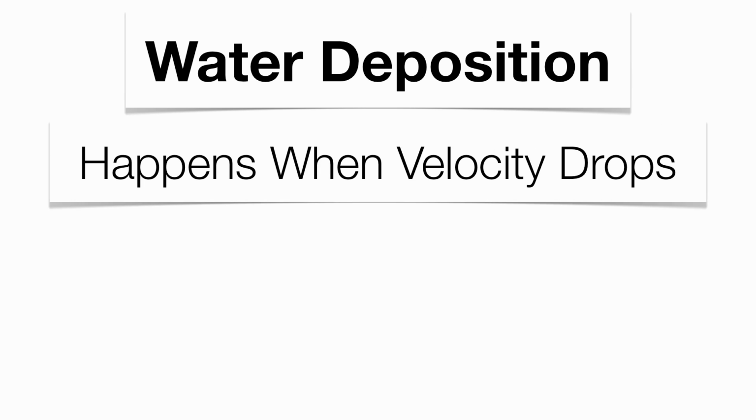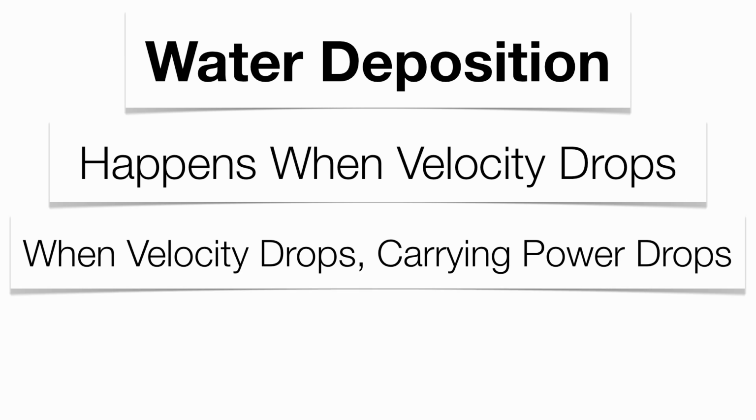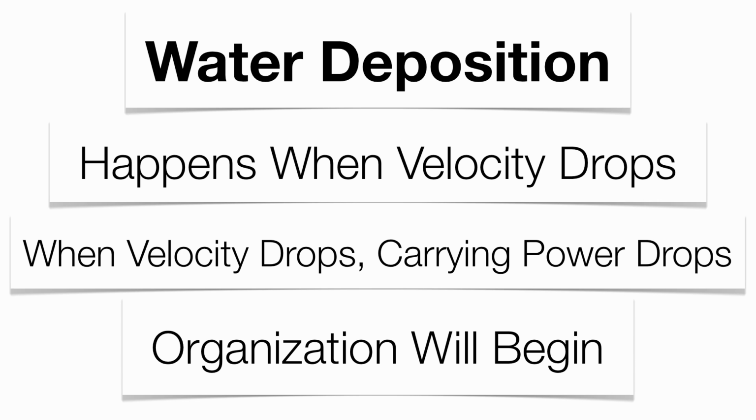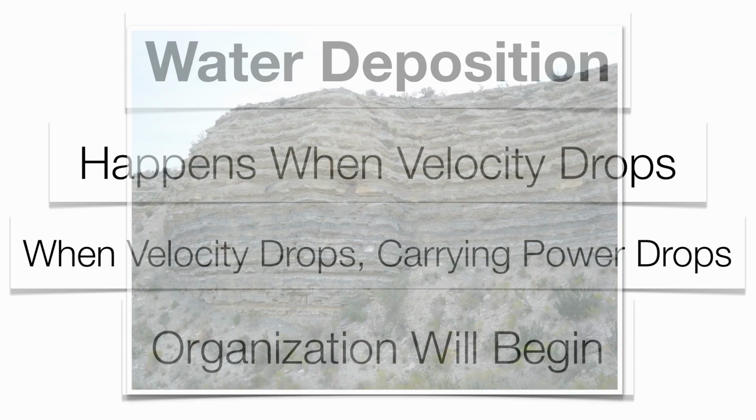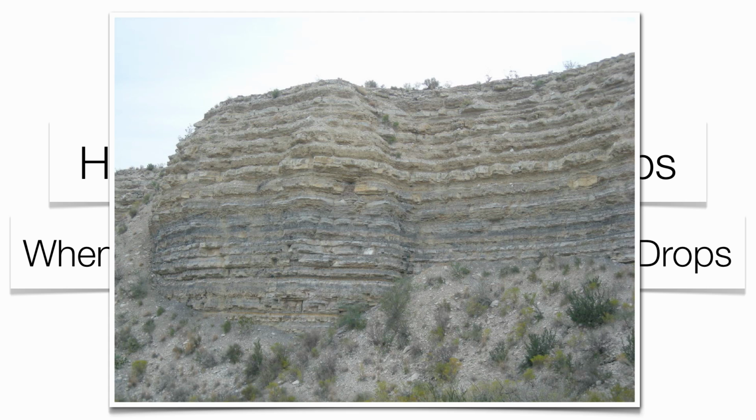Water deposition, on the other hand, is going to be solely organized. It's all based upon the fact that your carrying power and your velocity is going to drop. So when your velocity drops and your carrying power drops, you end up getting deposition. And that's when organization of your sediments will begin. So you can see the horizontal layers of sediment in that sedimentary rock, that's somewhat organized.